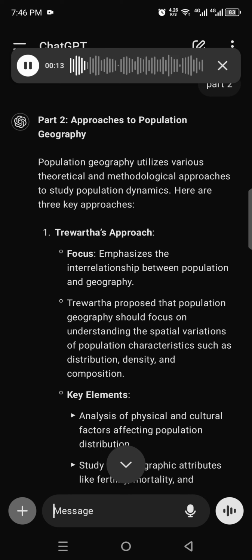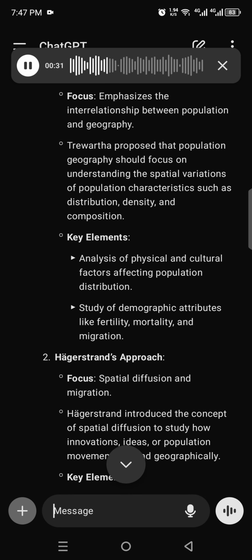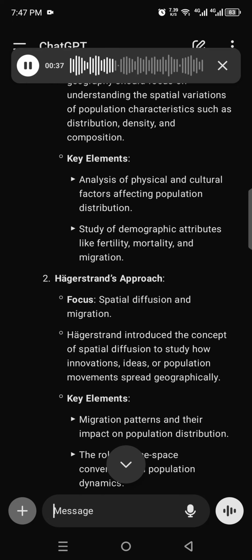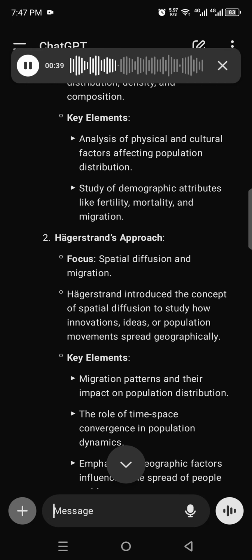1. Trewartha's approach. Focus: emphasizes the interrelationship between population and geography. Trewartha proposed that population geography should focus on understanding the spatial variations of population characteristics, such as distribution, density, and composition. Key elements: analysis of physical and cultural factors affecting population distribution. Study of demographic attributes like fertility, mortality, and migration.